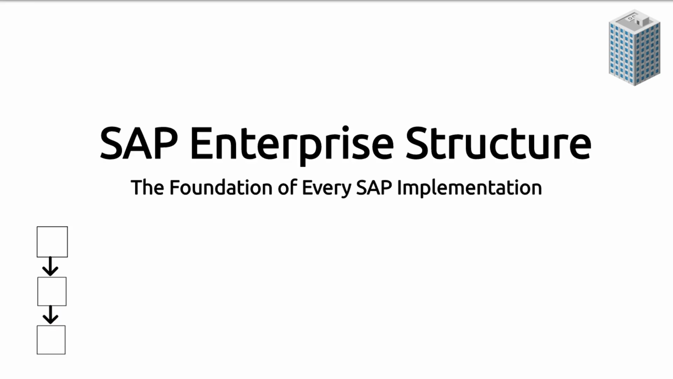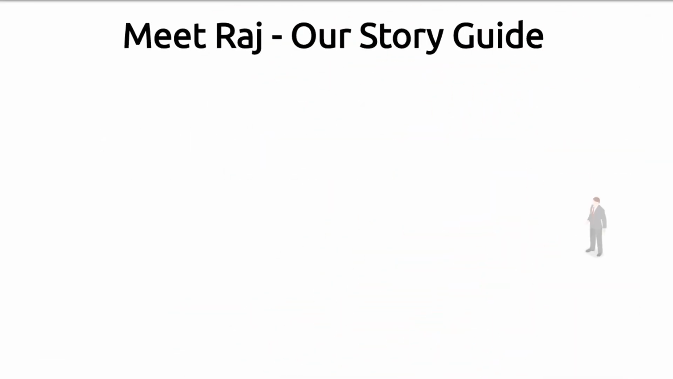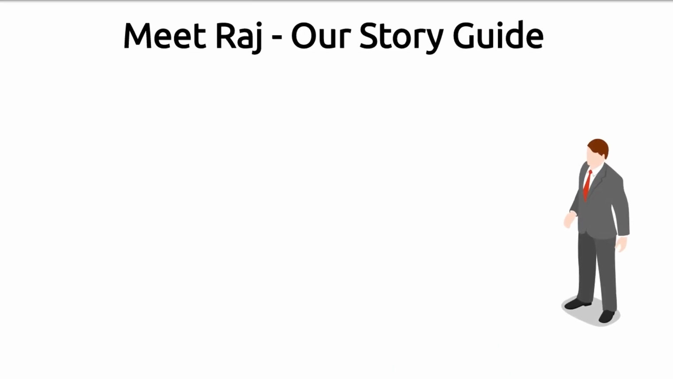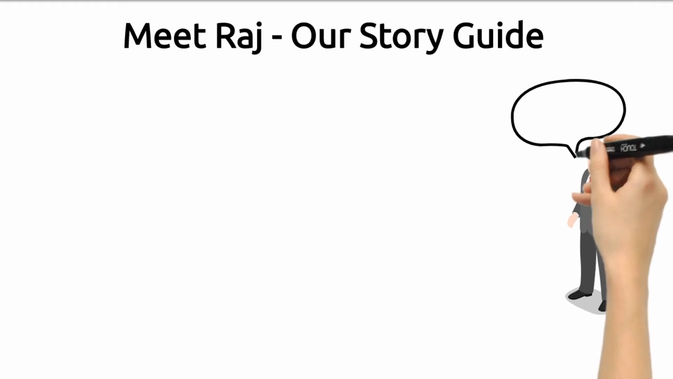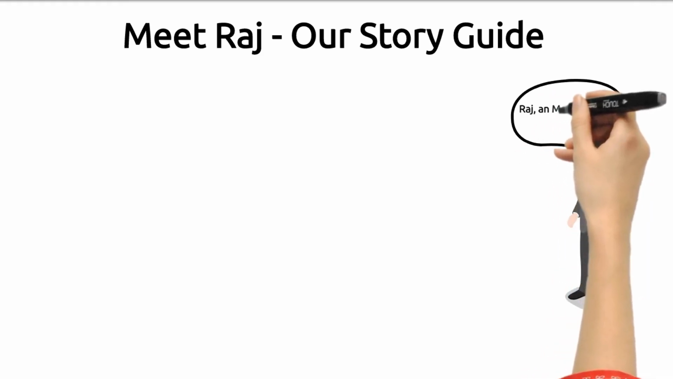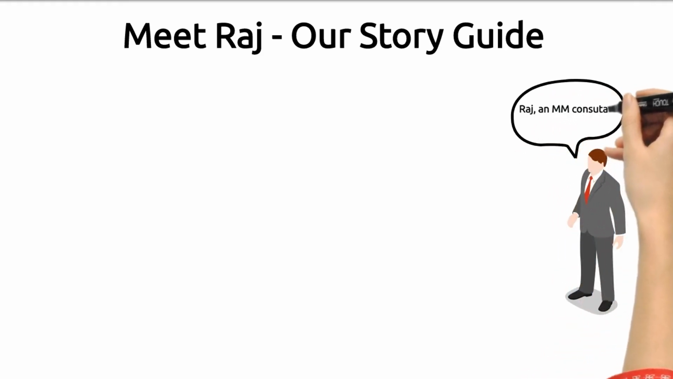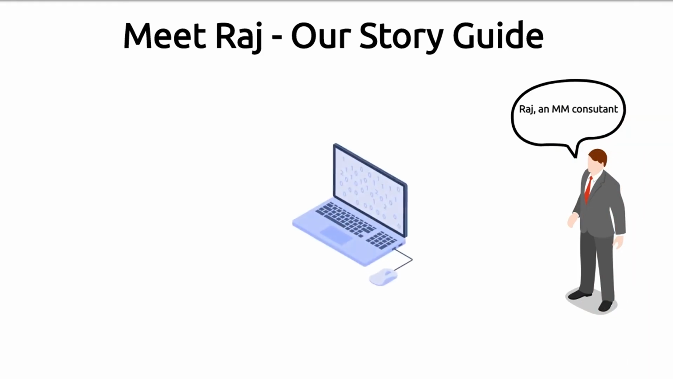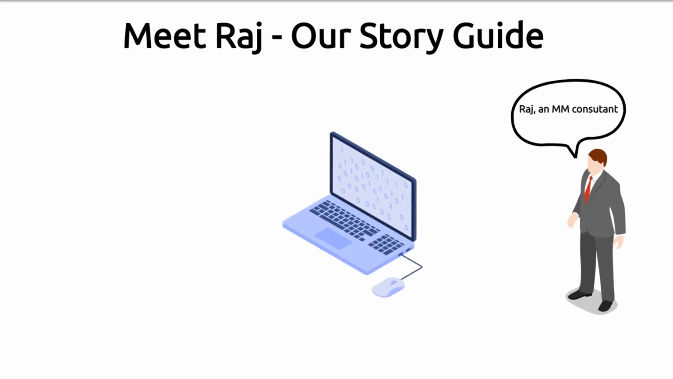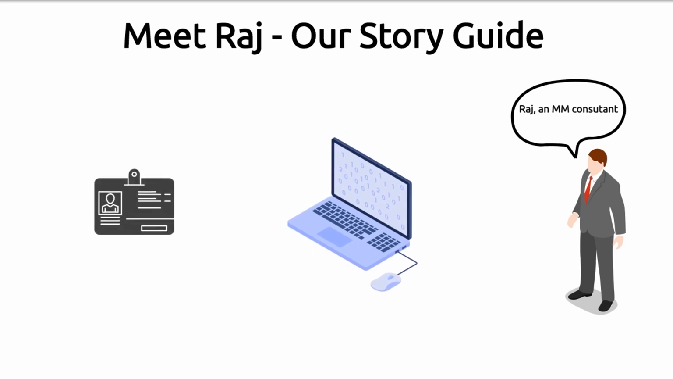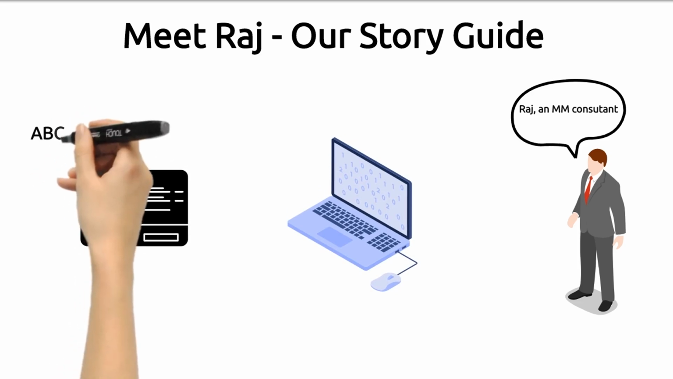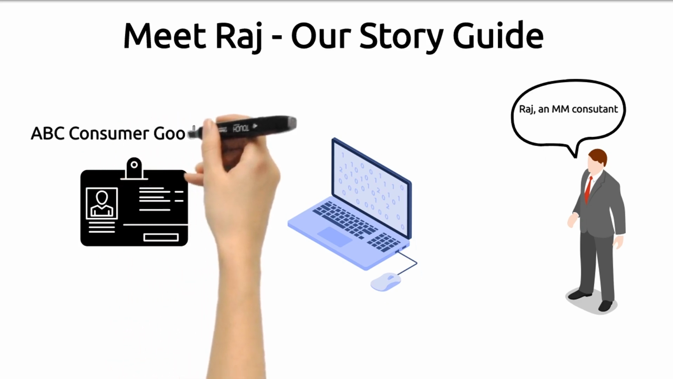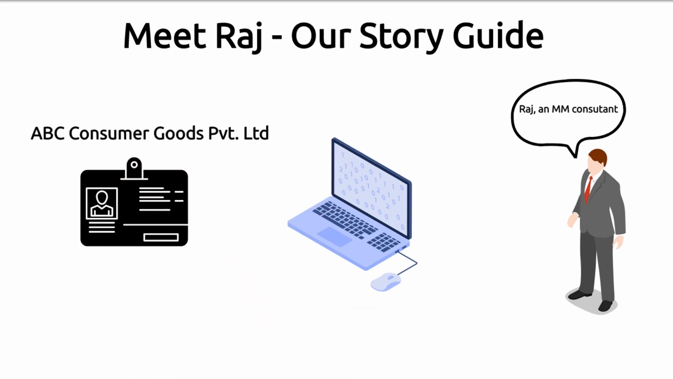Let's get started. Meet Raj. He's a fresh materials management consultant who just joined ABC Consumer Goods Private Limited, a company with multiple facilities across India: Mumbai headquarters, manufacturing in Pune, and a distribution center in Nagpur. On his first day, his manager says, "Raj, your first task is to configure the enterprise structure in SAP." Raj looks confused. He asks, "What does that even mean?" Let's help Raj, and you, understand this step by step.